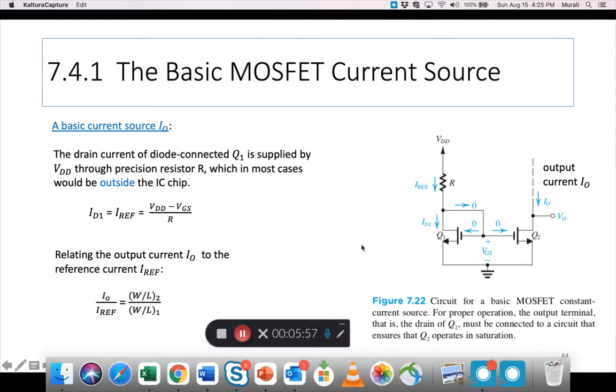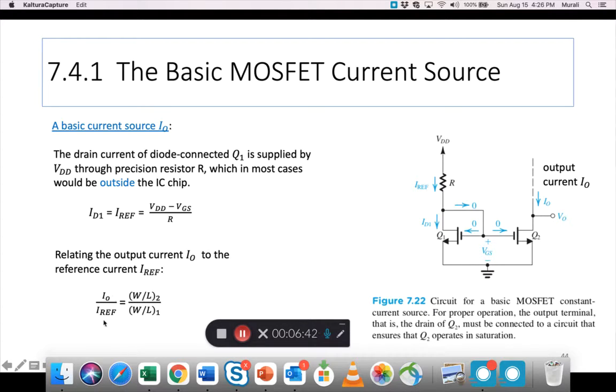So the current generated in Q1's drain, this current, I reference, is VDD minus VGS, right? VDD minus the gate to source voltage of Q1, divided by R. So that gives you the value of the I reference. Now, relating the output current to the reference current, this is what we are more interested in, right? This current is shown to be connected to I reference through this formula.